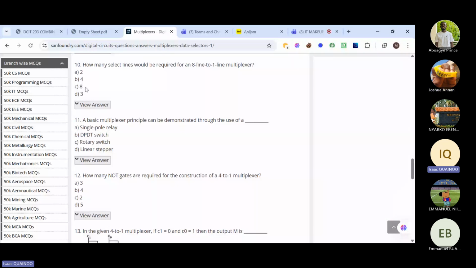So question 11. A basic multiplexer principle can be demonstrated through the use of a single pole relay, B, DP/DT switch, C, rotary switch, and D, linear stepper.